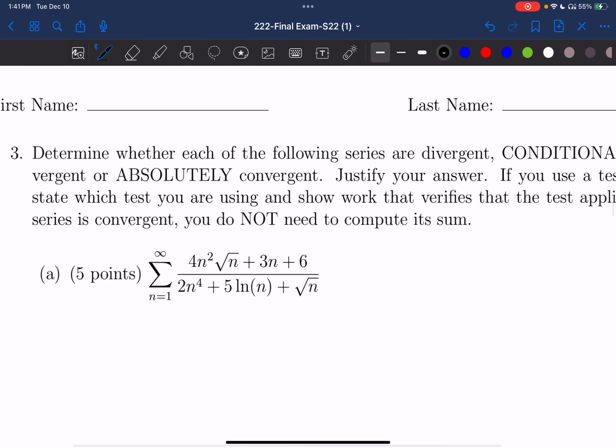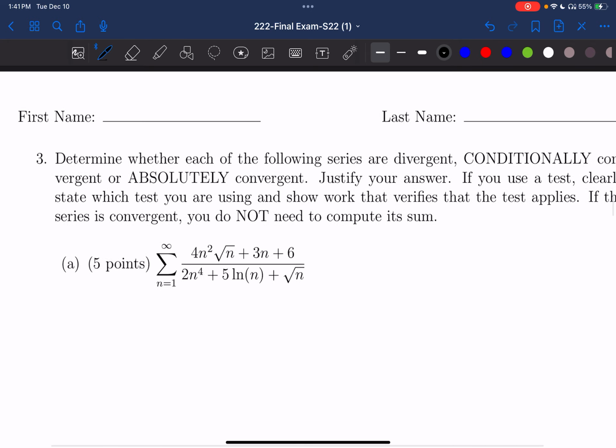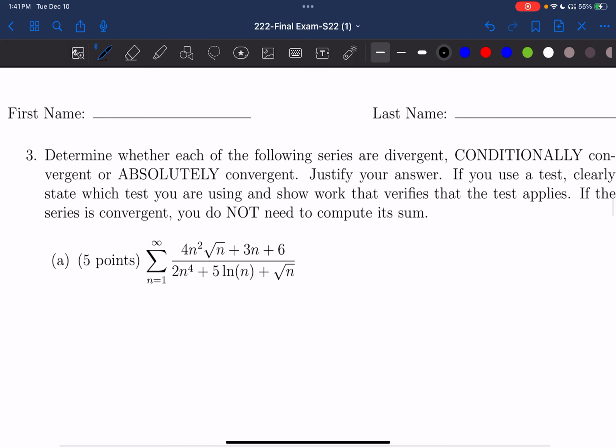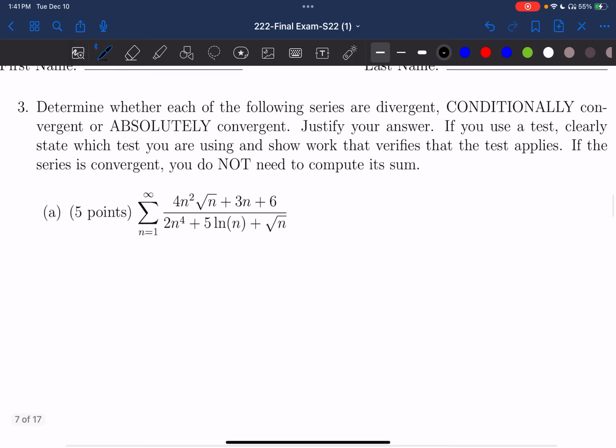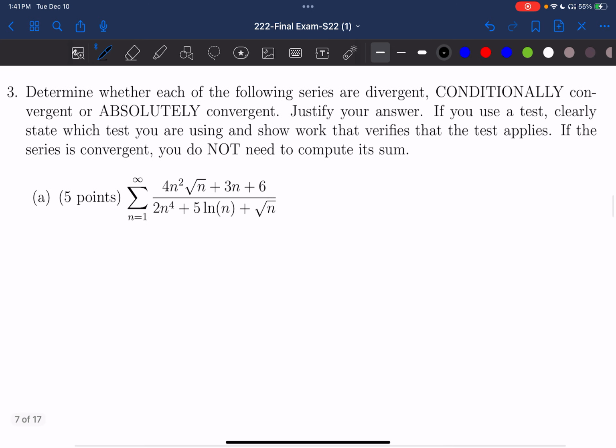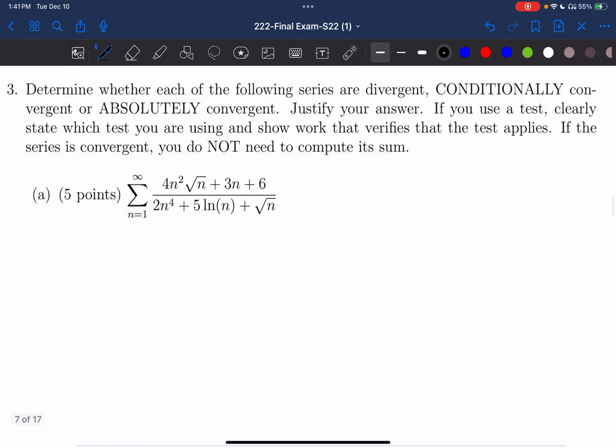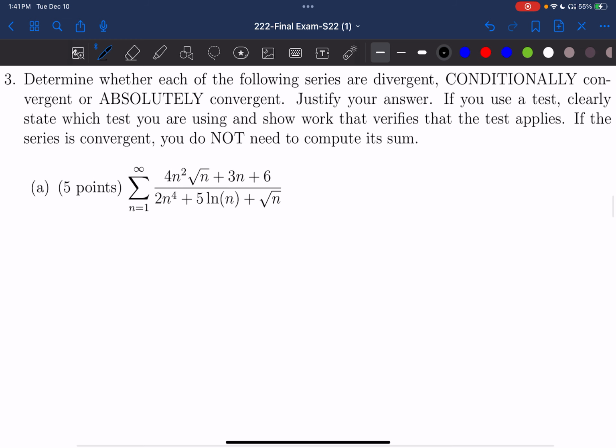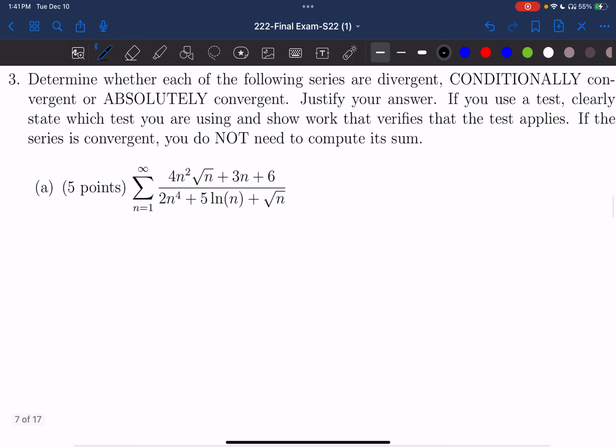Determine whether each of these following series are convergent, conditionally convergent, divergent, or absolutely convergent. So looking at this, you may be a little scared. This may look a little bit complicated, but they're not really trying to trick you here. This is a very basic limit comparison once you realize the trick to limit comparison: if you have a polynomial divided by a polynomial, you can almost all the time use limit comparison.